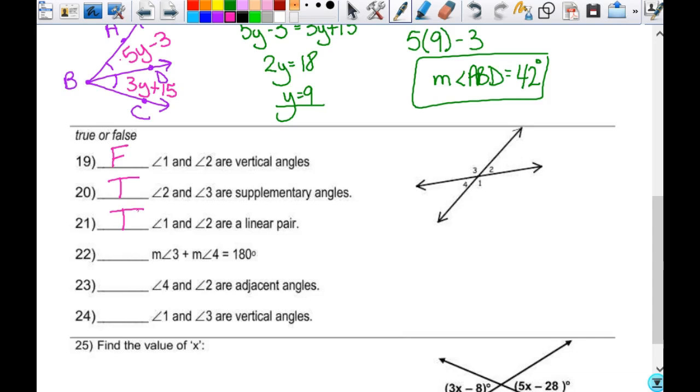Measure of angle 3 plus the measure of angle 4 equals 180. That is true because they are a linear pair. 2 and 4 are adjacent angles. That is false. They share a vertex, but they don't share a side. 1 and 3 are vertical angles. That is true. They are created by 2 intersecting lines, and they share a vertex.